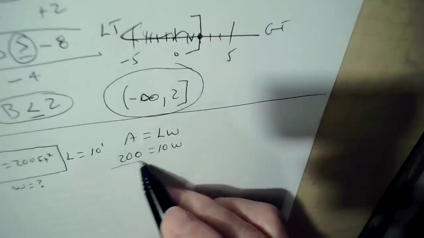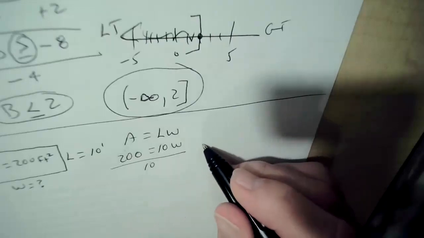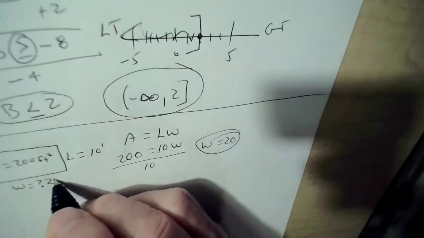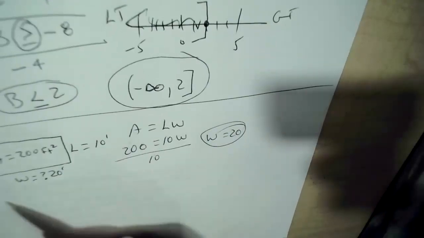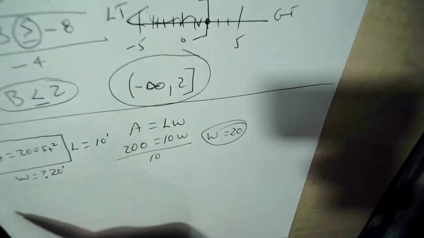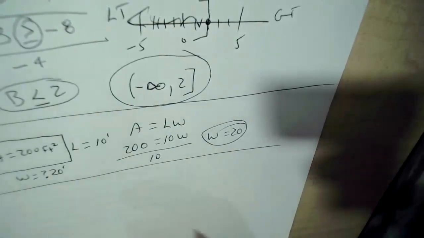The area is 200. The length is 10. The width we don't know. So real simple algebra here. Divide by 10, so W equals 20 feet. Oh, wait a minute, this is 26. Sorry. I'll do better.